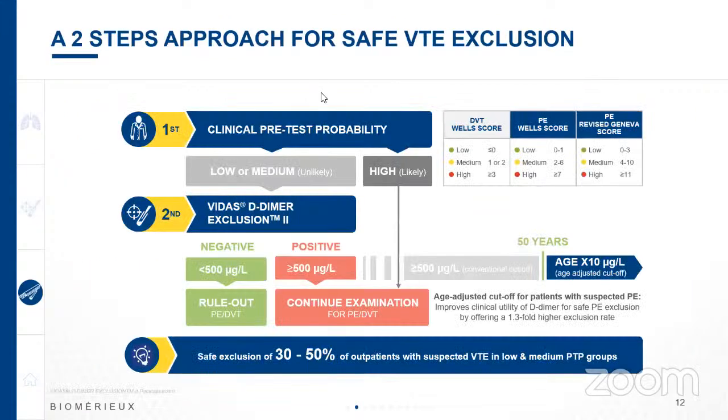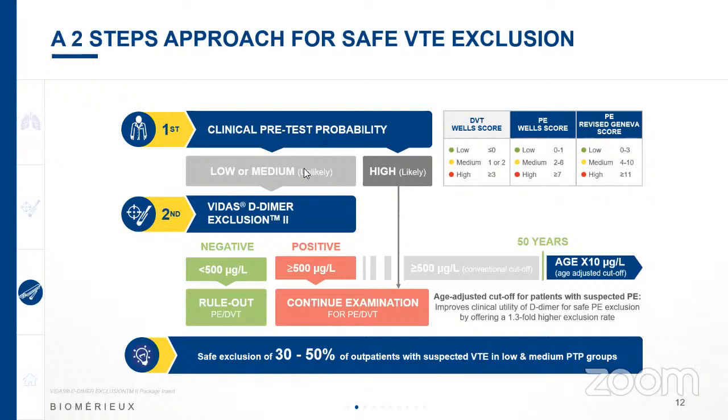So we've talked of the 2 steps. And again, this slide is just to emphasize the previous one, but it has some additional information I'll talk about. It's a bit better pictorially presented. You can see the first step, clinical pretest probability, performed by the clinician, who then categorizes the patient into low or medium, which is unlikely to have VTE, or high.